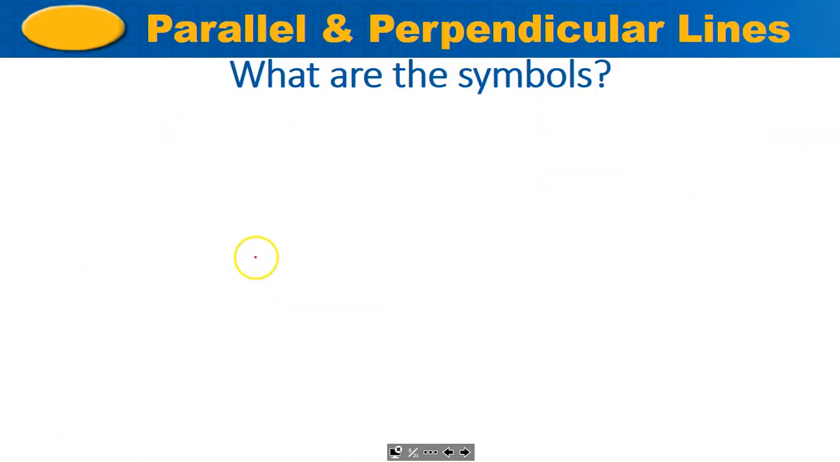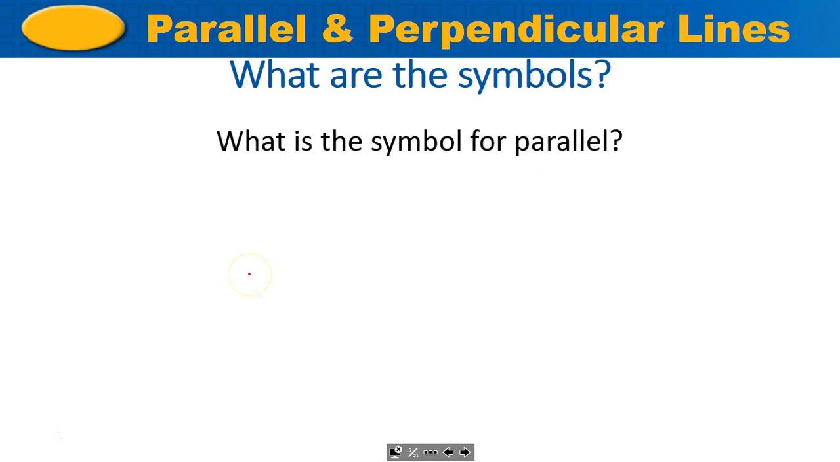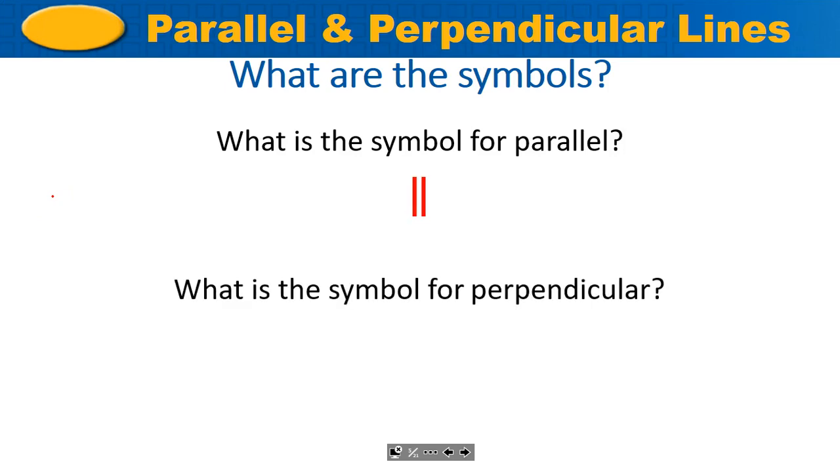So then what are the symbols that we use for parallel and perpendicular lines? We need to talk about that because we may see that in some problems, just the symbols asking us to find that. So the symbol for parallel is 2 lines right next to each other. And then what is the symbol for perpendicular? It's an upside down capital T.